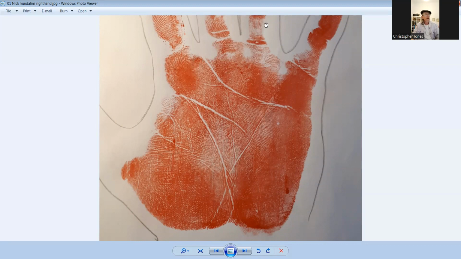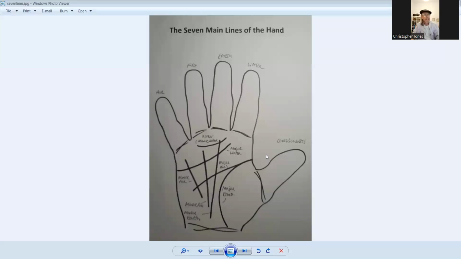In total, I'll just change that and go back to another image. In total, we can consider that there are seven main lines that can be found in the hand. In addition to the three major lines and the minor earth line, you also find secondary lines like a secondary water line, a secondary air line, and a secondary earth and a secondary fire line. These lines are all kind of inner reflections of the major lines themselves.